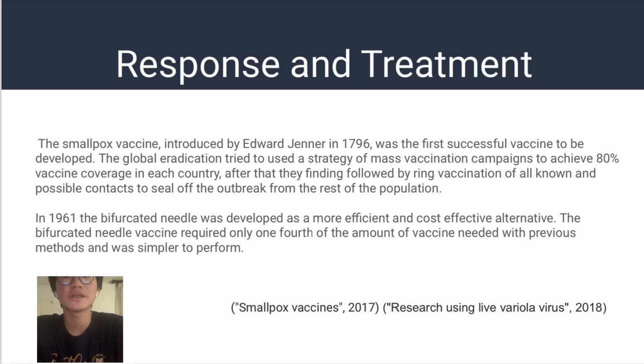The smallpox vaccine, introduced by Edward Jenner in 1795, was the first successful vaccine to be developed. The global eradication effort used a vaccine strategy to achieve 80% vaccine coverage in each country. In 1961, the bifurcated needle was developed as a more efficient and cost-effective method. The needle required only 1/4 of the amount of vaccine needed with the previous method and was simpler to perform.